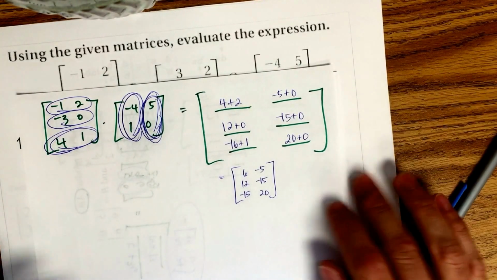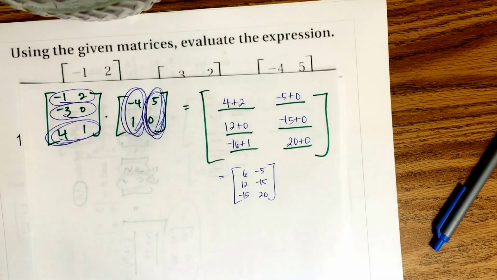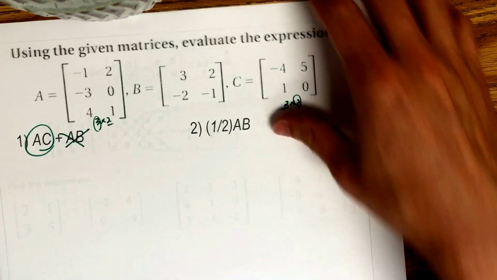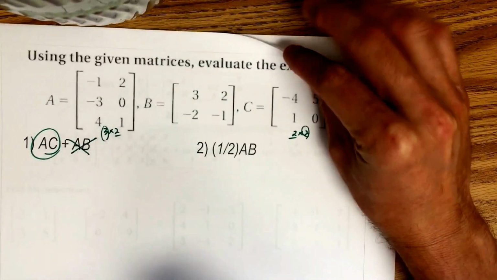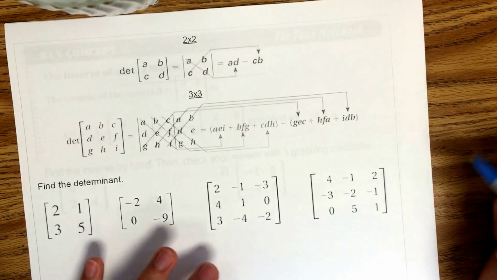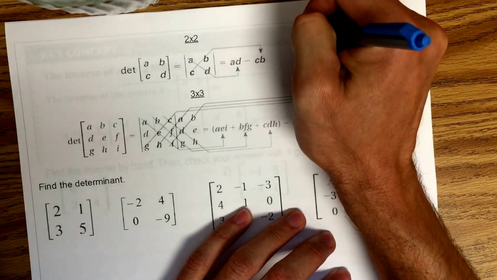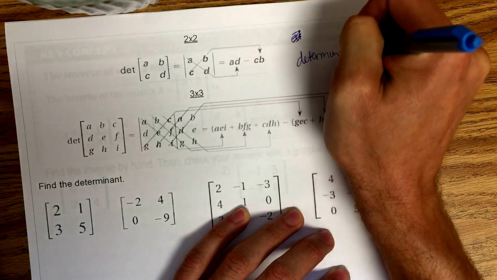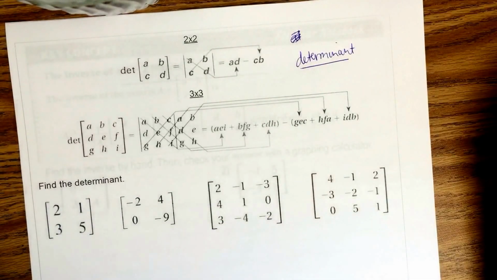Rows by columns when you're doing matrix multiplication. Rows by columns, rows by columns, rows by columns. We've got 2 more operations we're going to talk about. One of them is called finding a determinant. A determinant is something that you can only do on a square matrix. Only on a square matrix.